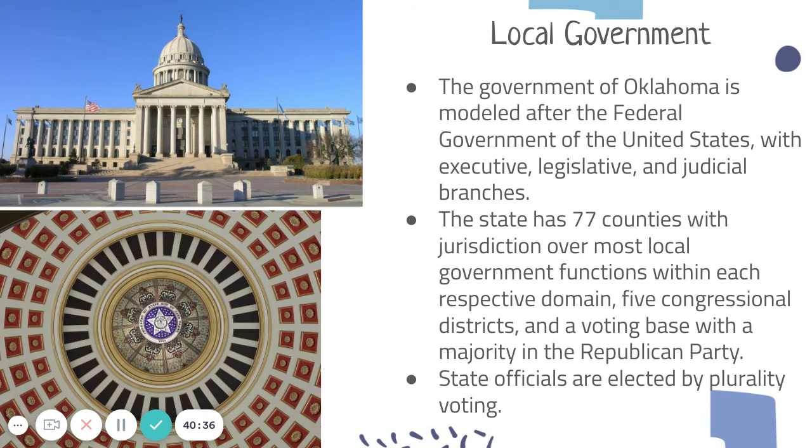And so within Oklahoma, our state is unique. I've been saying that God had a purpose for it. And so we see that the government of Oklahoma is going to be modeled exactly after our federal government. There's an executive, a legislative, a judicial branch in Oklahoma.